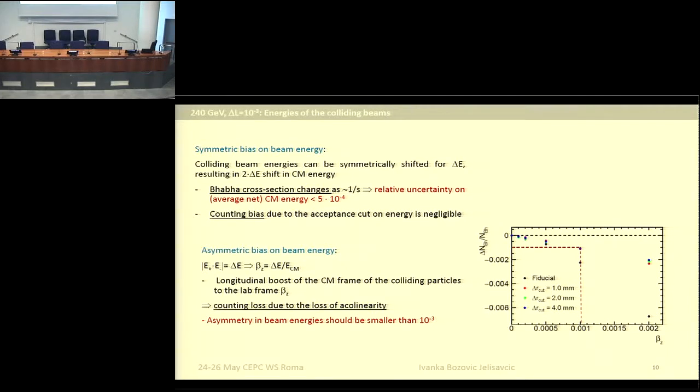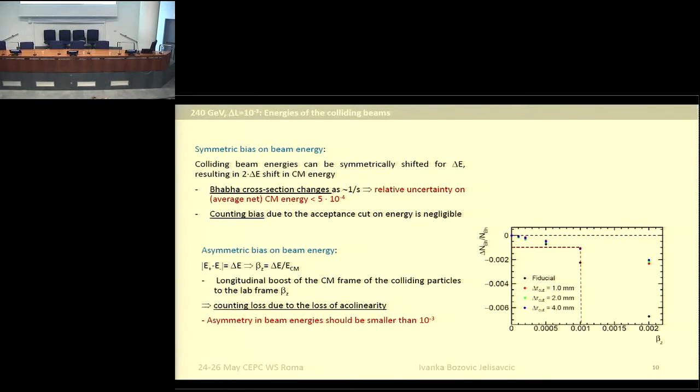So we go through that long list. Possibility that there is a systematic bias on beam energy, so the sign of delta is the same. It is causing a two delta E shift in the center of mass energy. It has no significant effect on counting bias, but basically, if you want a luminosity uncertainty of 10 to the minus 4, you have to know the average center of mass energy at the level of 10 to the minus 4 for the cross-section calculation. At the Z0 pole, it means a few MeV, so this is quite challenging.